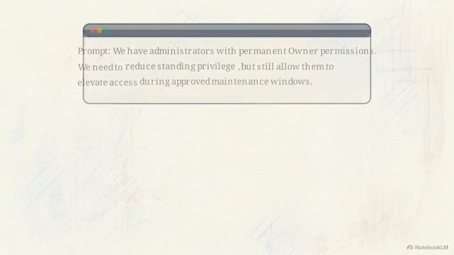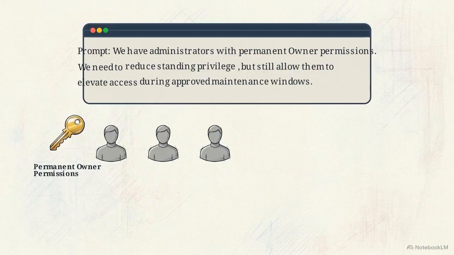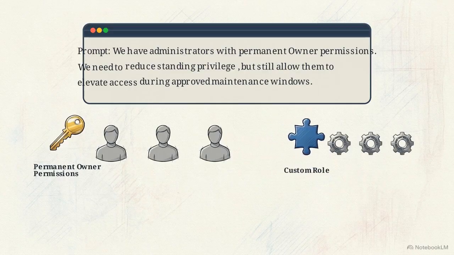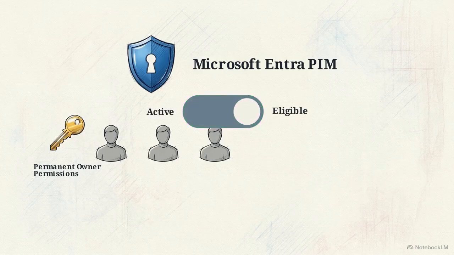Look at this identity prompt. We have administrators with permanent owner permissions, but we need to reduce standing privilege, but still allow them to elevate access during approved maintenance windows. A custom Azure role might restrict what actions a user can take, but it doesn't solve the core problem. The access is still permanent and sitting there waiting to be compromised.